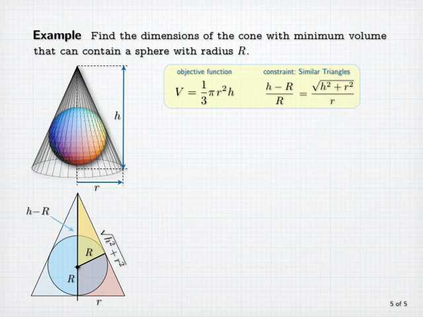Our goal is to reduce the volume formula to one involving only r or only h. To do this, we could solve the constraint equation for r, or we could solve it for h. Or we could solve it for r squared, since r appears in the volume formula only in the form of r squared. The algebra involved will be simplest if we just solve for r squared.